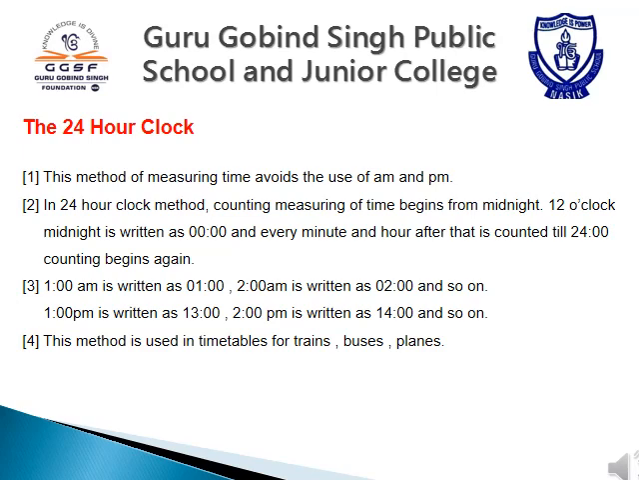Means if 1 AM is written 1, 2 AM is written 2.00 and so on. While 1 PM is written as 13.00 and 2 PM is written as 14.00, and like this we can count up to 24. This method is used in timetables for trains, buses and planes.